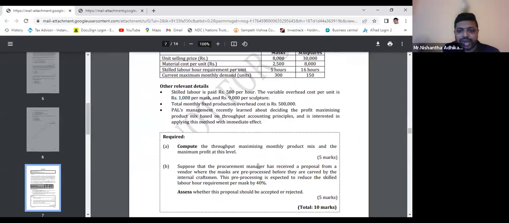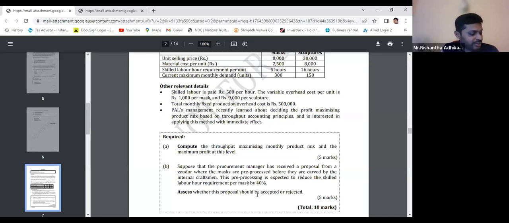Suppose that the procurement manager has received a proposal from a vendor where the masks are pre-processed before they are carved by the internal craftsman. This pre-processing is expected to reduce the skill labor hour requirement per mask by 40%. You can reduce the mask processing time by 40%. That means currently 5 hours you are taking, then with 40% reduction, 2 hours will be reduced. That means 3 hours. Assess whether this project should be accepted or rejected.